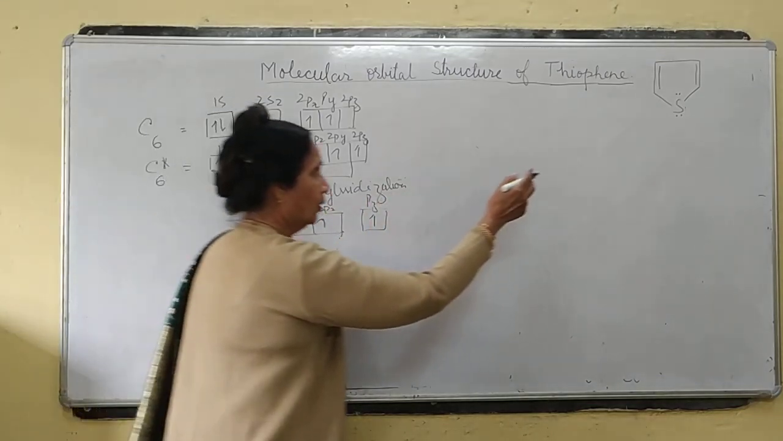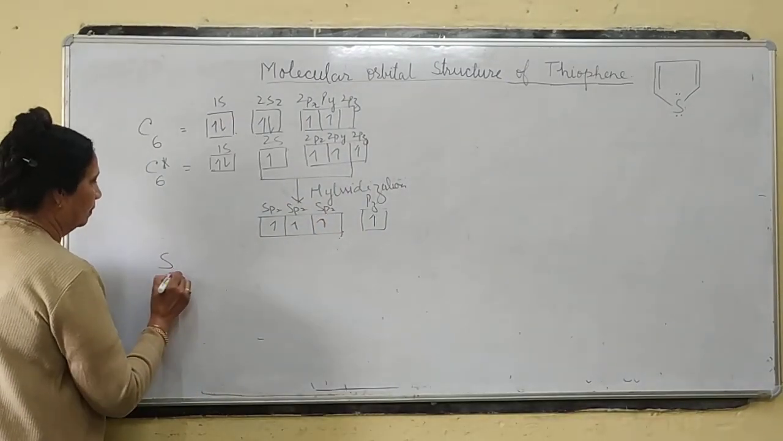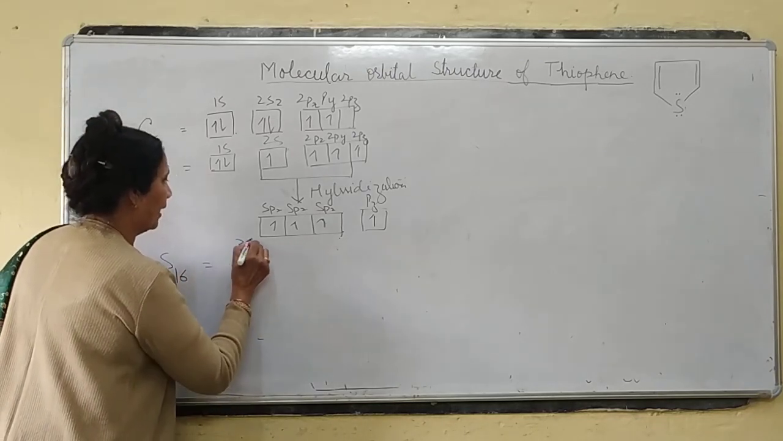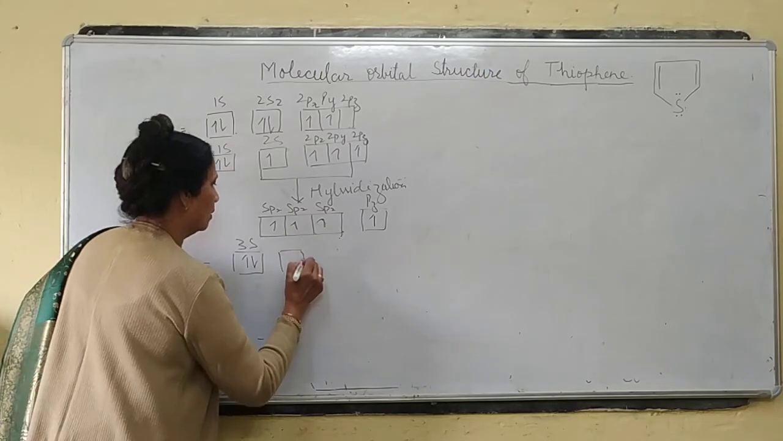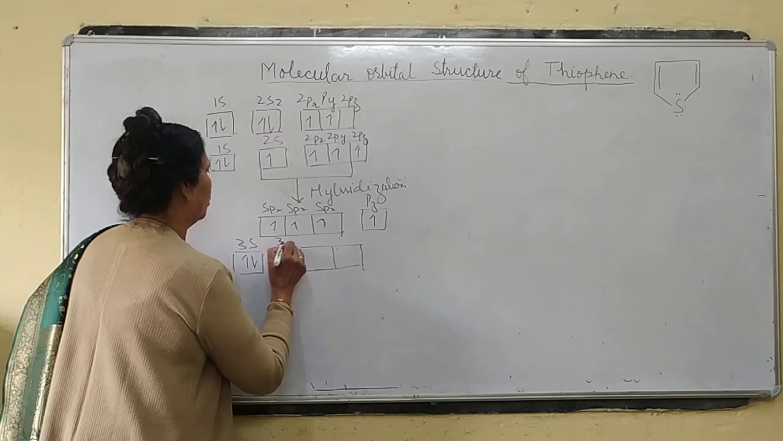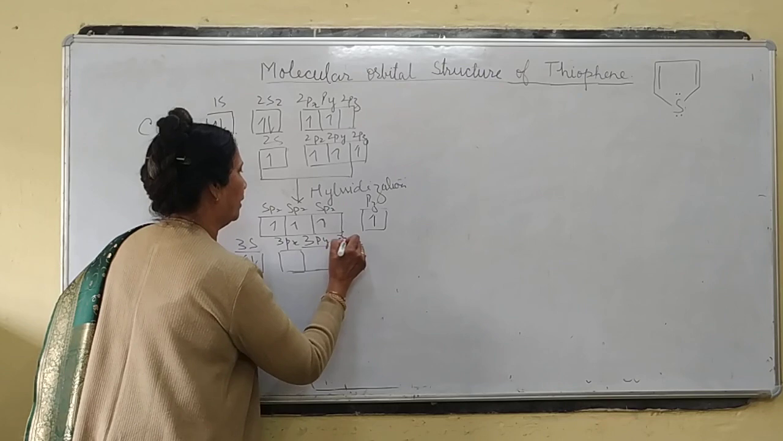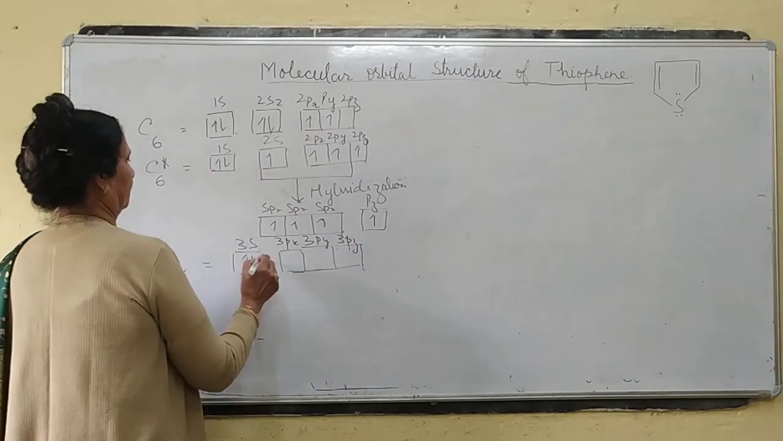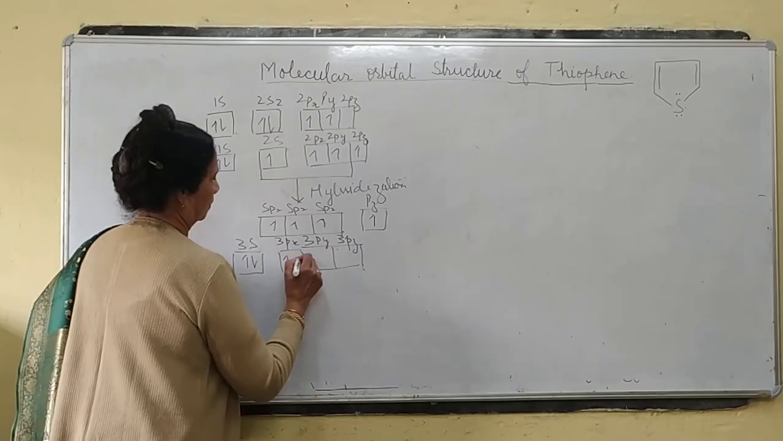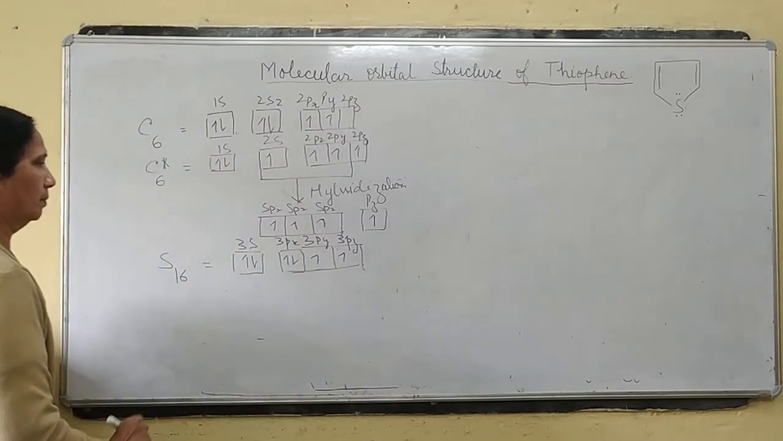Similarly, we look at the sulfur atom, sulfur 16. We can see in 3s 2 electrons, and 3px, 3py and 3pz. Like this.